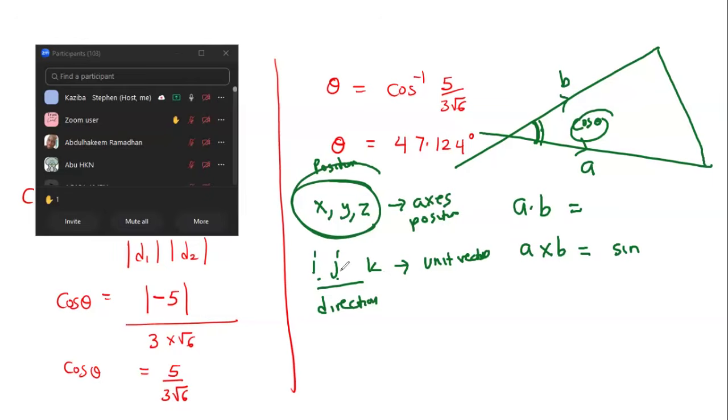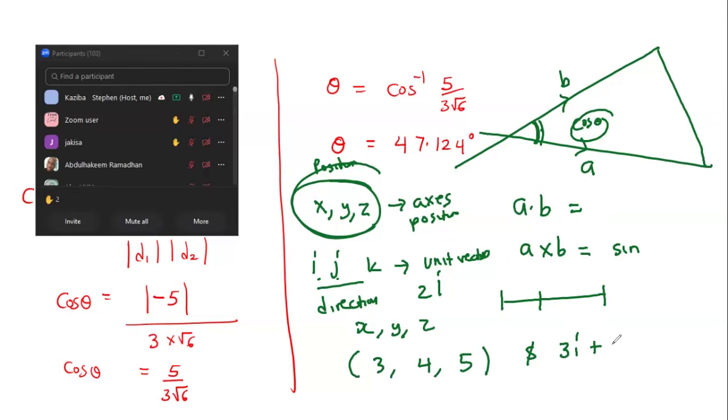So when we talk about I, J, and K, to make it even clearer, this one is always a unit. It is always 1. Like if I say 2I, it means we have 1 and 2, those are the 2 steps. In case I'm denoting X, Y, and Z, I will denote it by, let me say, 3, 4, and 5. When I'm writing I, J, and K notation, the direction, I write 3I plus 4J plus 5K. So that is the difference.